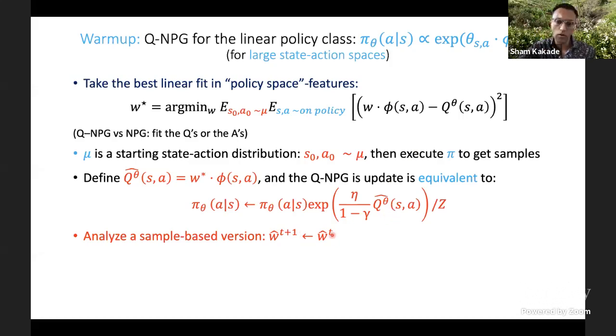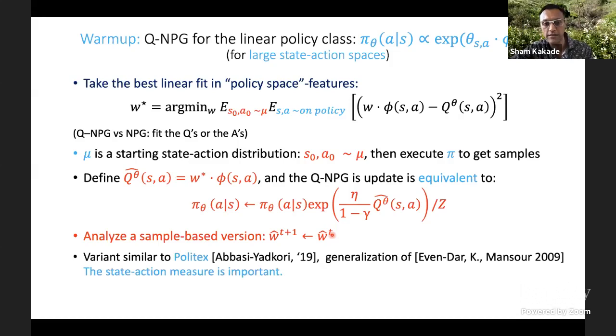We're going to give a theorem for the sample-based variant of this, where rather than using the exact fit, you use an on-policy fit. This is a warm-up case because linear, in practice, we often use richer policy classes. This variant is basically like Politex. For the analysis we're going to do, there's a minor difference worth emphasizing.